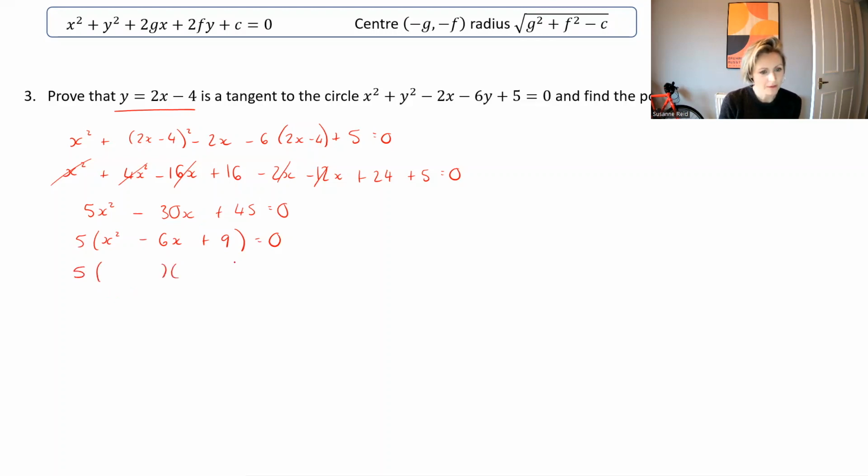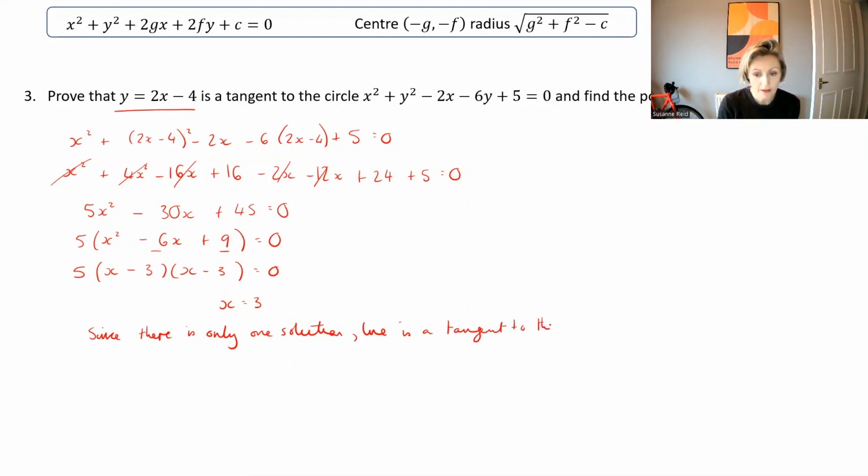And then factorising further, we're looking for two numbers to multiply to give you 9 and add to give you minus 6. So that has to be x minus 3, x minus 3. So the answer to this is x equals 3. And because there's only one solution, that means that the line is a tangent. Since there is only one solution, the line is a tangent to the circle.